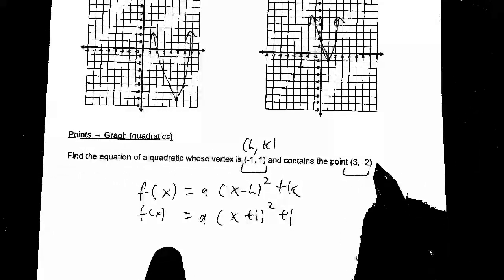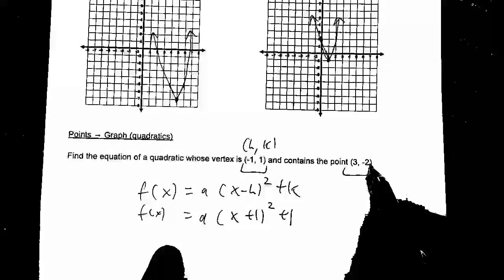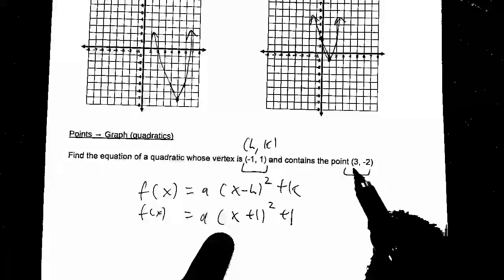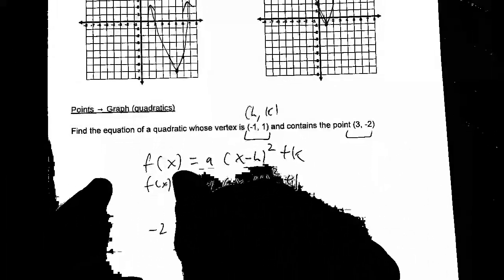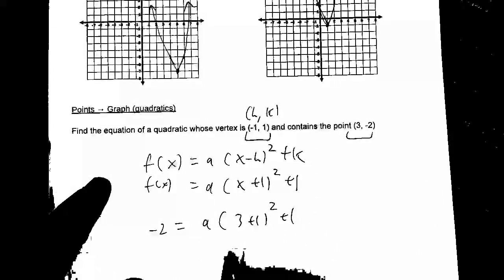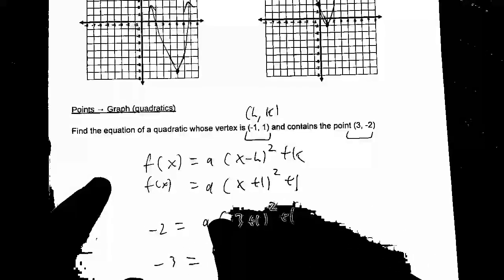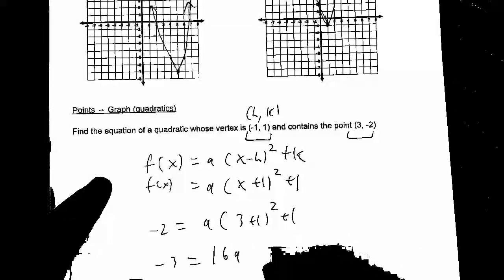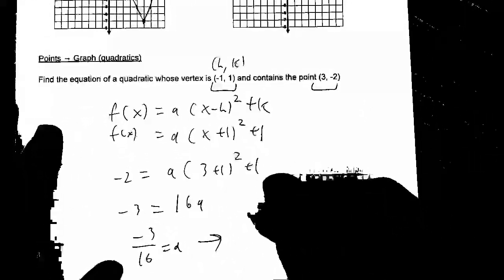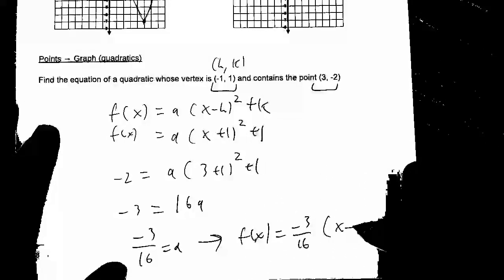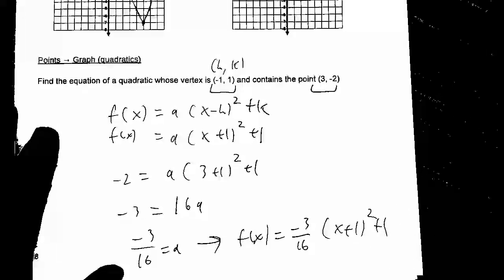You follow me? So the other thing we know is that there's a point, 3, negative 2. So we have 3 unknowns right now: f of x is unknown, a is unknown, and x is unknown. But we do know that 3, negative 2 is a point. So we can say that negative 2 equals a times (3 plus 1) squared plus 1, and then we can solve that for a. We get negative 3 equals 16a, so negative 3 over 16 equals a. So then my function would be f of x equals negative 3 over 16 times (x plus 1) squared plus 1.